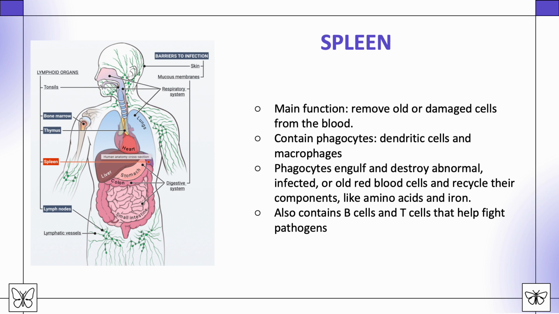The spleen's main function is to remove old or damaged cells from the blood. It contains phagocytes, so it contains dendritic cells and macrophages. The phagocytes will engulf and destroy abnormal, infected, or old red blood cells and recycle their components like amino acids and iron. It also contains B cells and T cells that help fight pathogens. So these are the different organs, or the anatomy, of our immune system.